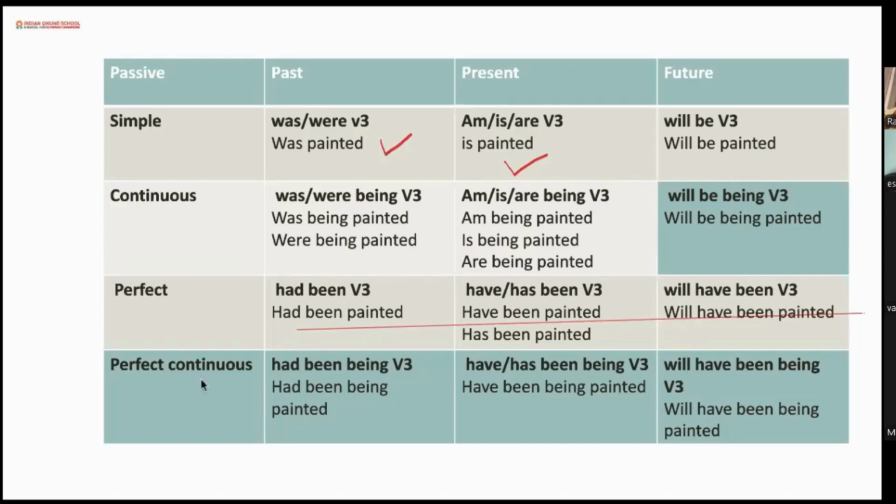The perfect continuous. In the past form, it is had been, being, and the third form of verb, which is had been being painted. And in the present, it is have, has been being painted, and the third form of verb. And in the future, it is will have been being and the third form of verb. Okay? Understood so far?